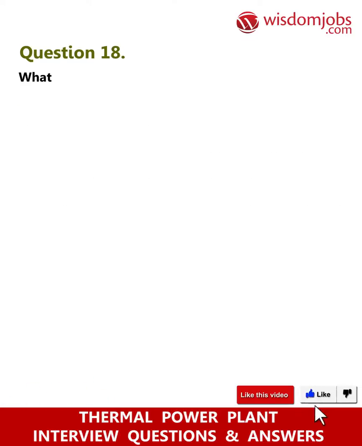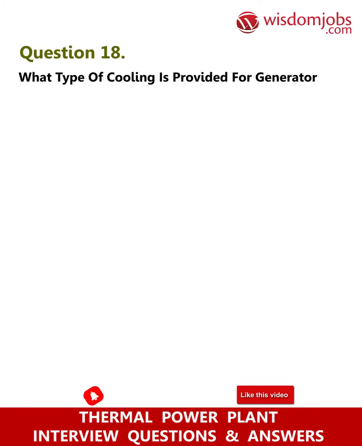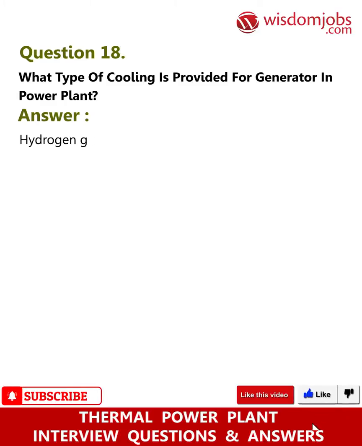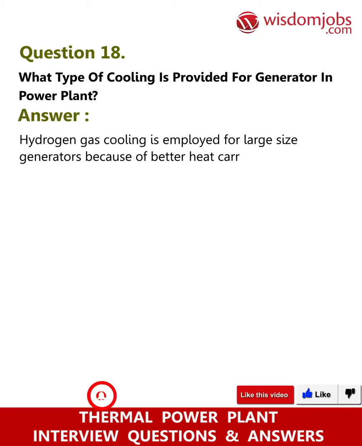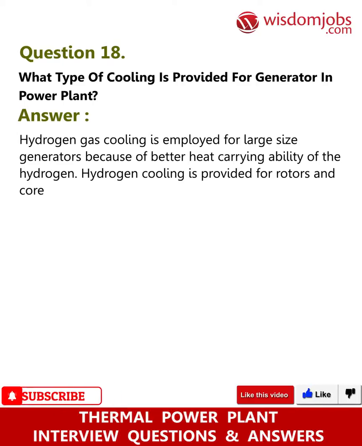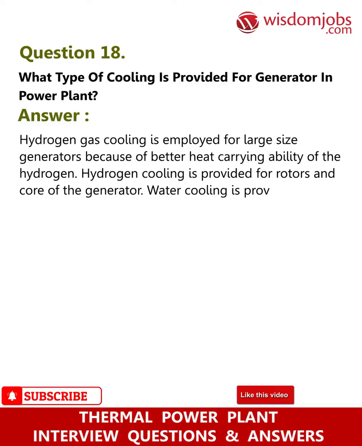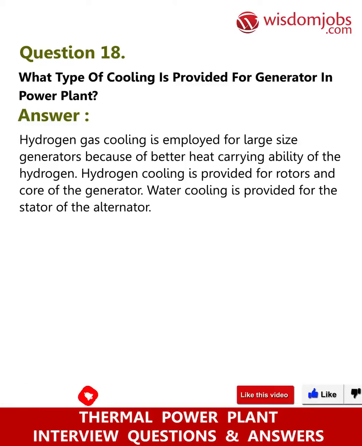Question 18. What type of cooling is provided for the generator in a power plant? Answer. Hydrogen gas cooling is employed for large-size generators because of the better heat-carrying ability of hydrogen. Hydrogen cooling is provided for the rotor and core of the generator. Water cooling is provided for the stator of the alternator.